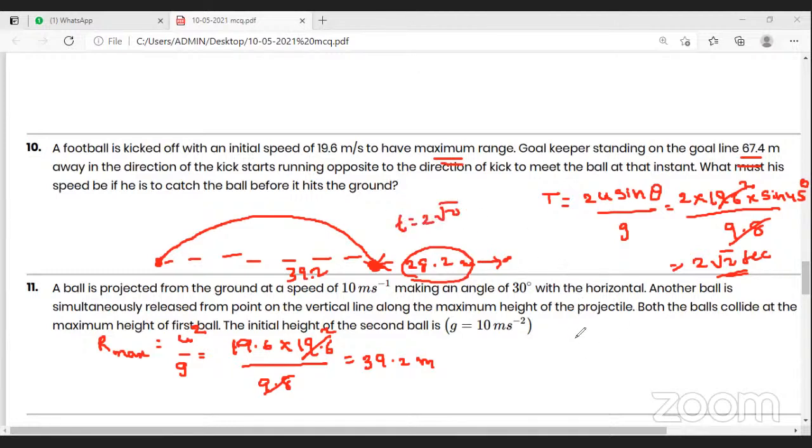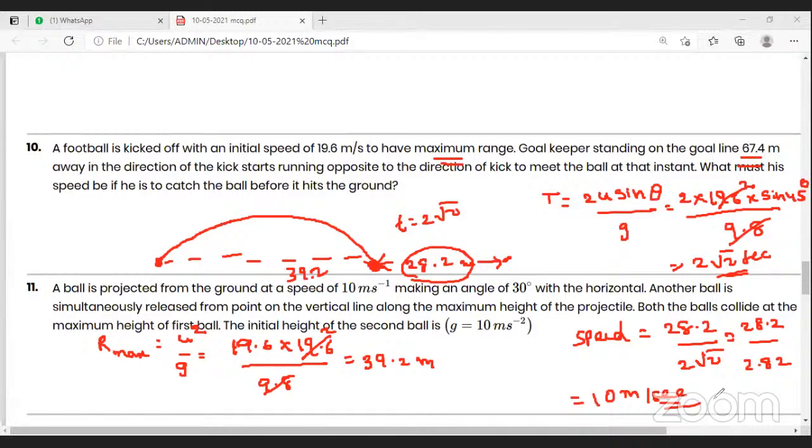That means what should be the speed of the goalkeeper? That is distance by time only. That is 28.2 by 2 root 2. I think all of you know the value of root 2. Root 2 is 1.414 something. Let me consider 1.41. 2 into 1.41 is 2.82. 28.2 by 2.82. How much is the answer then? 10. So the speed of the goalkeeper should be how much? 10 meter per second only. Speed of the goalkeeper is 10 meter per second only.